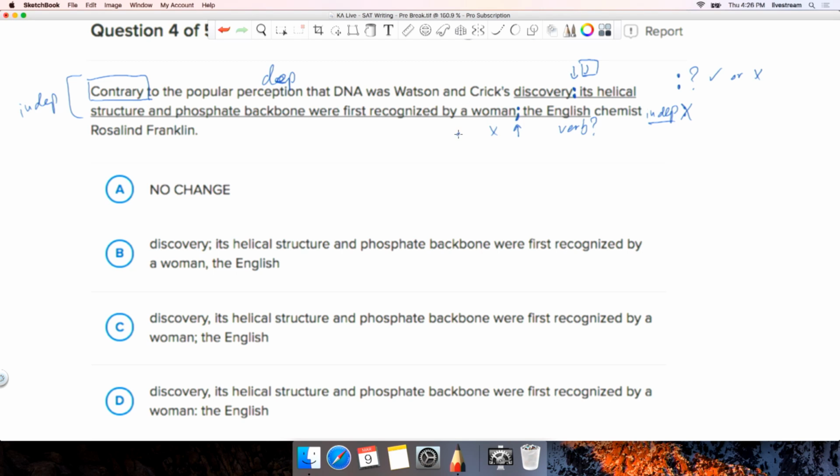But in this case, we could use a colon. And so let's take a look. We want a comma and a colon instead. So comma and a colon, and there we go. We have this discovery: its helical structure and phosphate backbone were first recognized by a woman, colon, the English chemist Rosalind Franklin.